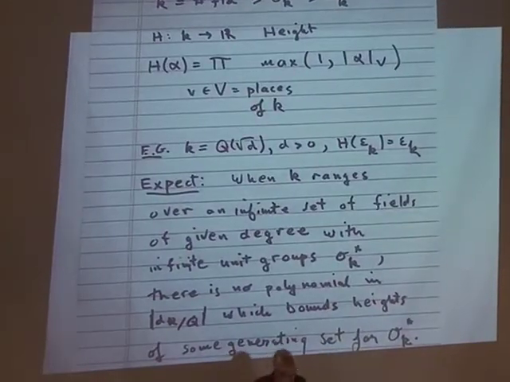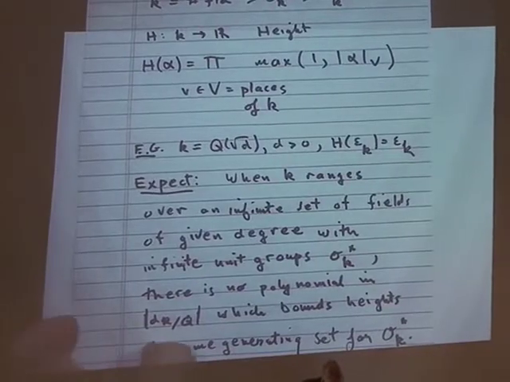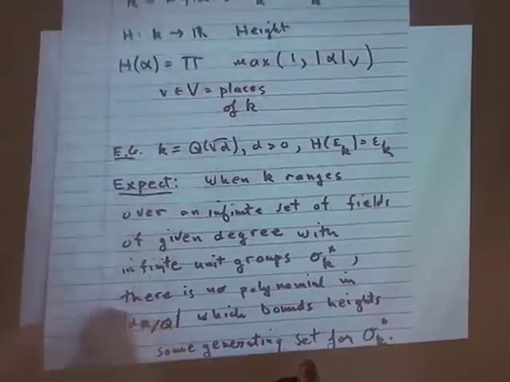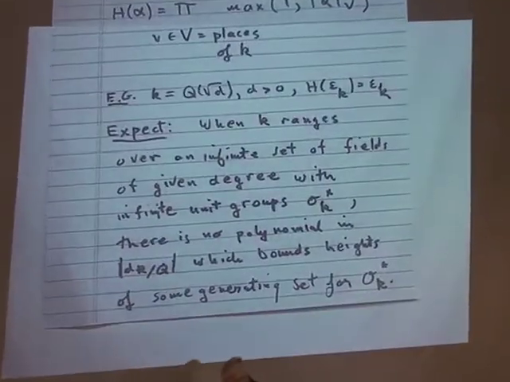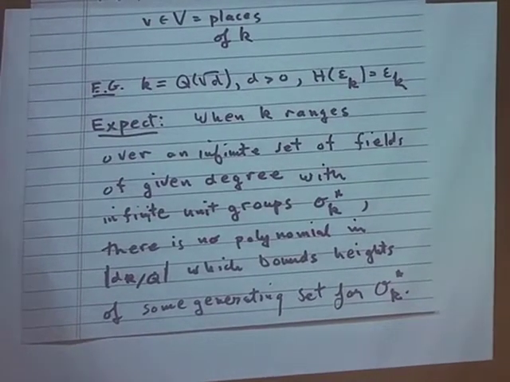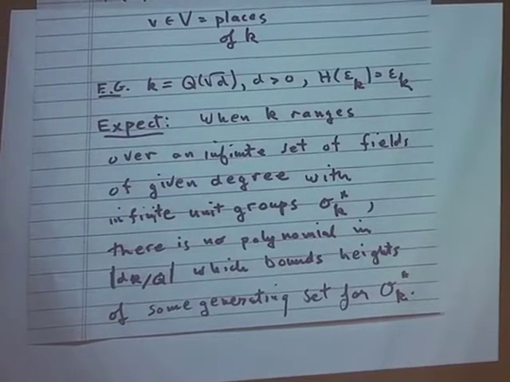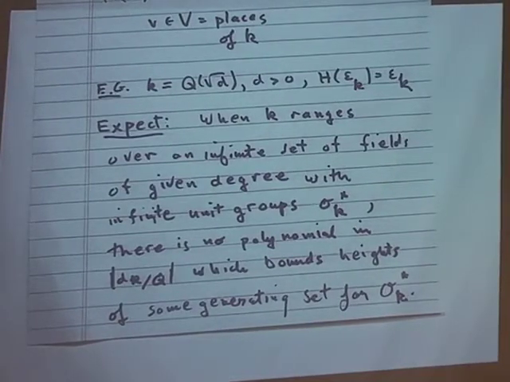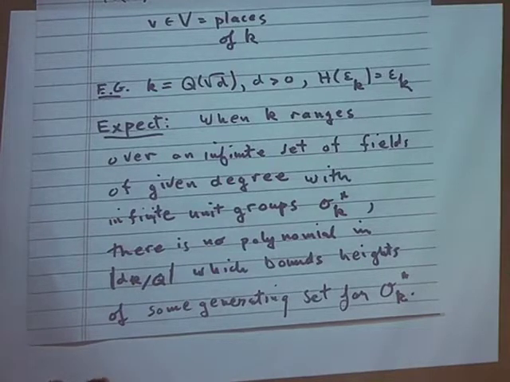Okay. So I'm trying to be a little careful in saying what you expect. When you look at an infinite set of number fields which have a fixed degree and infinite unit groups, there shouldn't be some polynomial so that in all of those fields you can find a set of generators, all of which have height less than that polynomial in the discriminant.